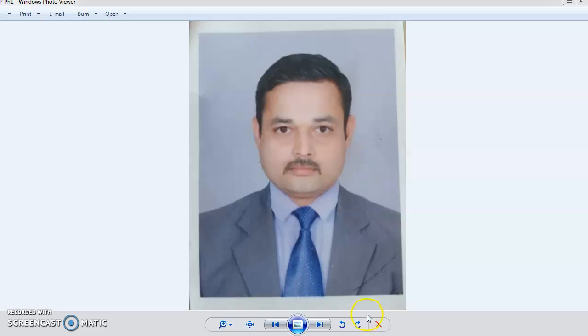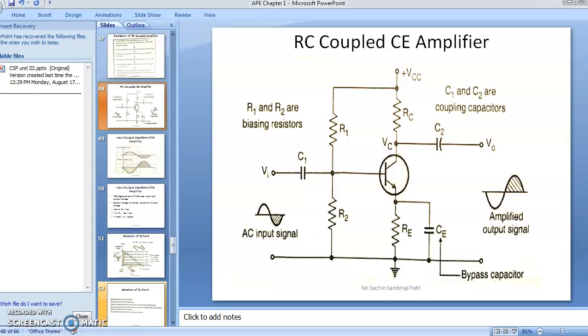So in this session we are going to see the RC coupled amplifier, amplifier gain, voltage gain and remaining points. Once again I would like to welcome all of you to this session.